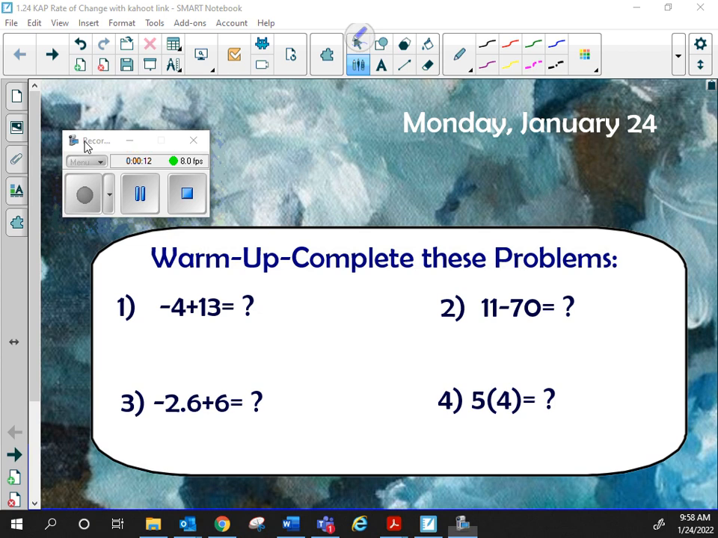Okay, on this first one, my answer is positive 9. Remember, you can think of it as the teams of the positives versus the negatives. You want to know which one's more. In this case, it would be the positives. How many more? We would need to do what operation at the end? You would end up subtracting. Very good. Okay. On number 2, 11 minus 70 is negative 59.